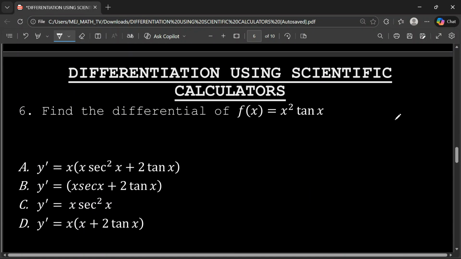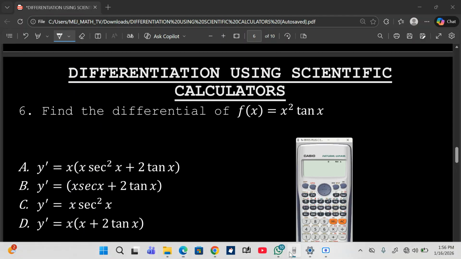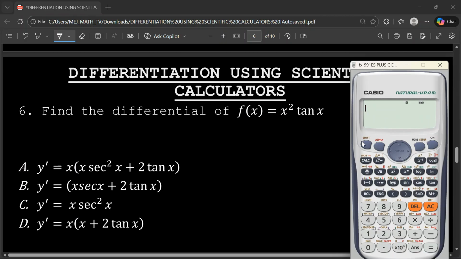Question 6. Find the differential of this function. So we are going to differentiate it using the scientific calculator. So dy dx of alpha x squared times tan of x. Then we close it and evaluate at a point, let's see, 2. Remember, we have still stored x as 2. And the answer is 14.35.